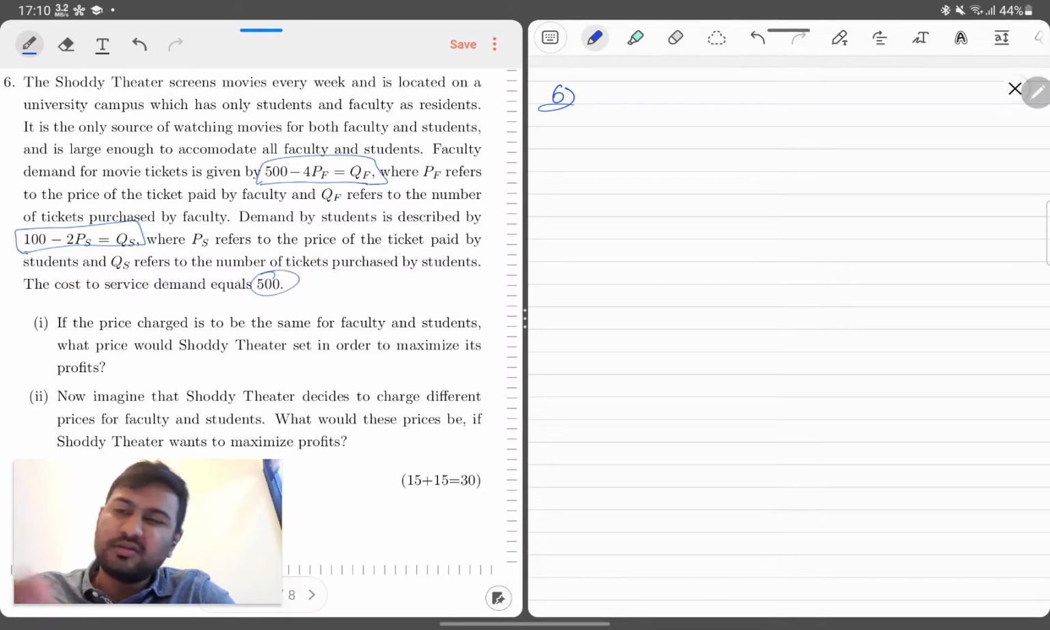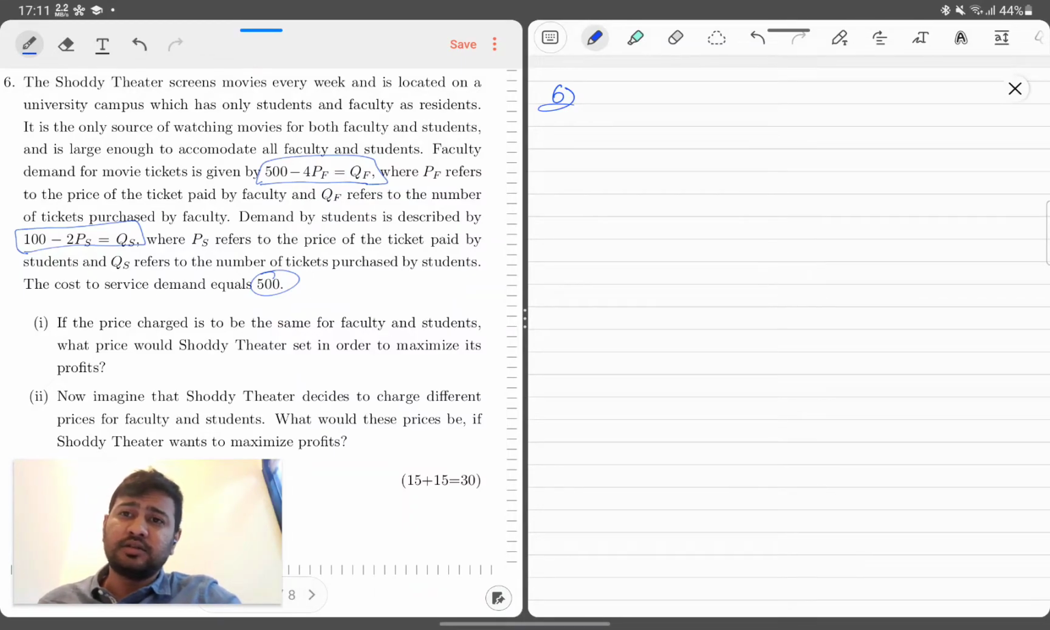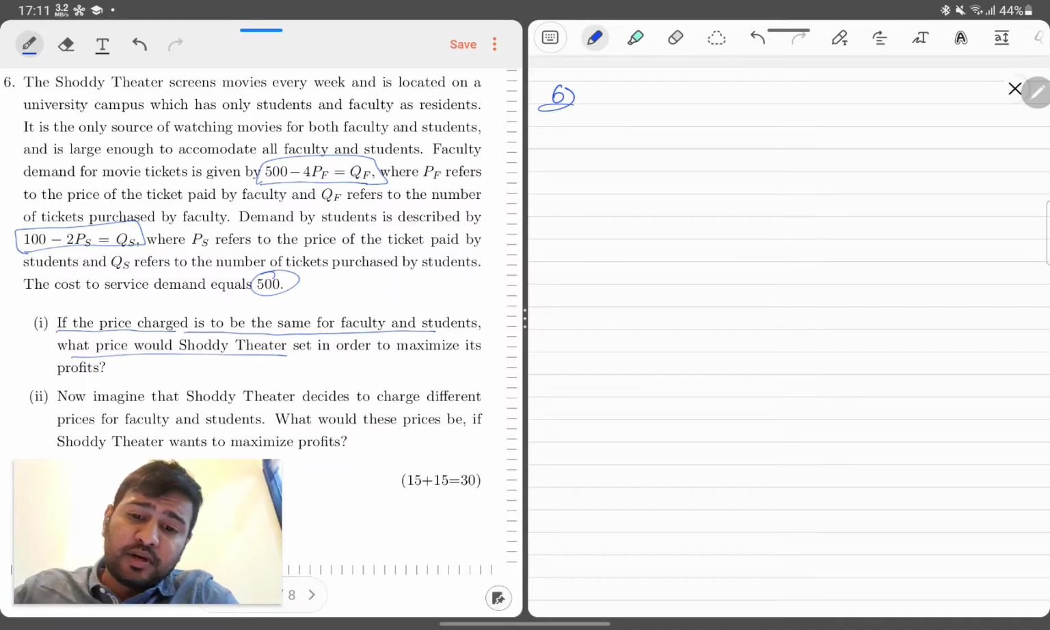So the cost of service is a fixed cost 500, so we need not worry about that because there's no marginal cost associated with it. In the end, we just need to make sure that the total revenue is greater than this 500. If it is less, then in that case the theater will shut down. Now the price charged is to be same for faculty and students, then what will be happening?